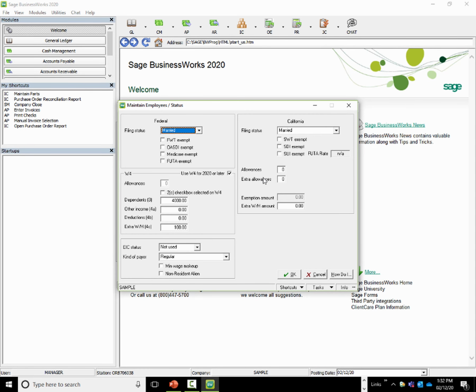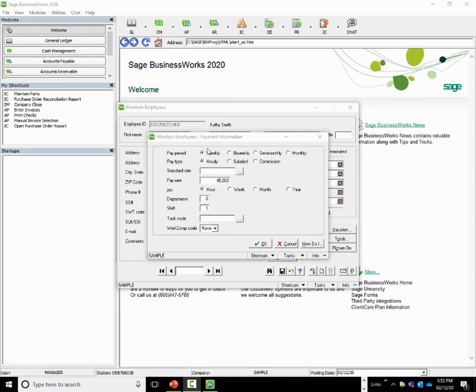This is how our employee would be set up in Sage BusinessWorks under Maintain Employee Status. They are married. The W-4 for 2020 box is checked. We do not have a check mark in the 2C checkbox because our employee did not check that. Our employee did enter $4,000 for the dependents in box 3. There is nothing entered for 4A or 4B. And they have entered $100 in box 4C of extra withholding.